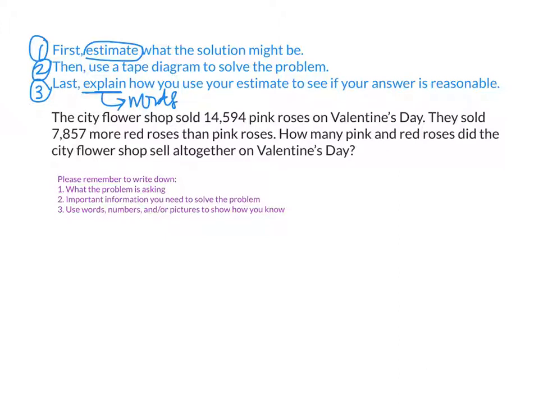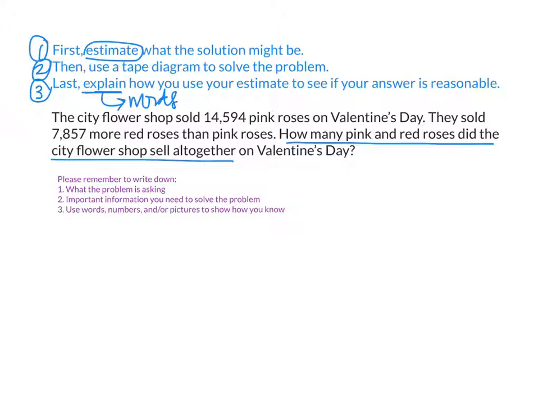It says, the city flower shop sold 14,594 pink roses on Valentine's Day. They sold 7,857 more red roses than pink roses. How many pink and red roses did the flower shop sell all together on Valentine's Day? First, write down what the question's asking. Basically, we want to find out how many pink and red roses they sold all together.